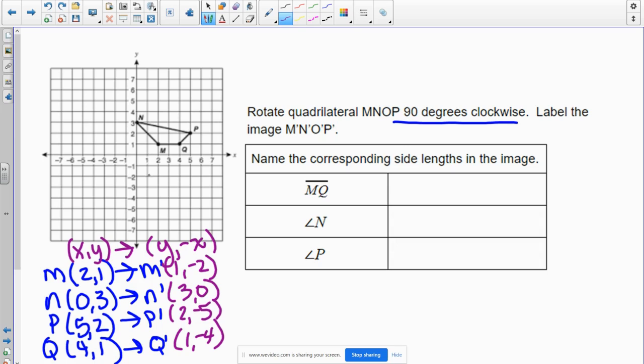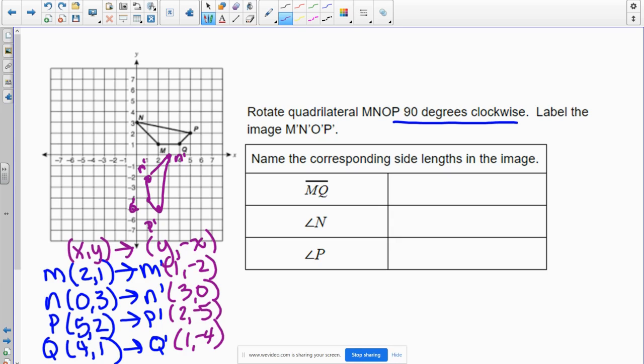So 1, -2, that's M prime. 3, 0, that's N prime. And then we have 2, -5, that's P prime. And then Q is at 1, 4, that's Q prime. So I'll try to make a straight line.